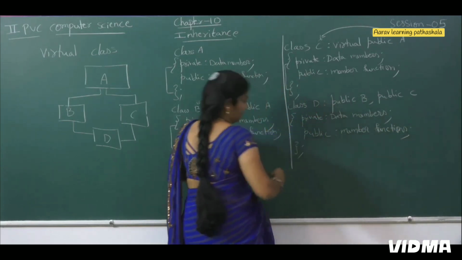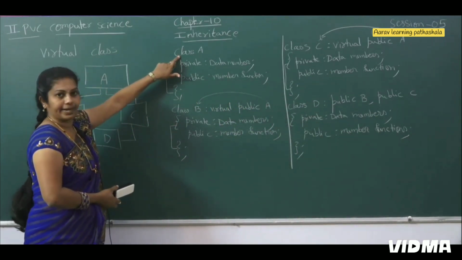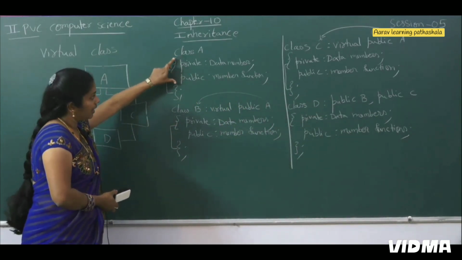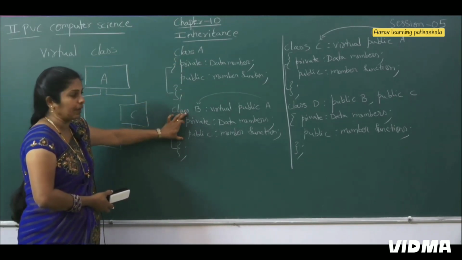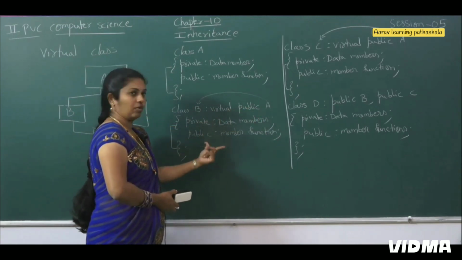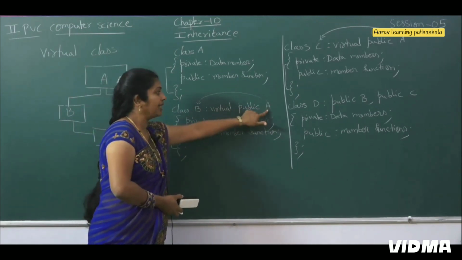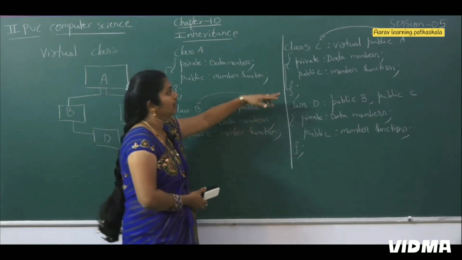Then close this class. From this, for example, here I am creating a class A, and it has data members as well as member functions. Next I am creating class B, which is derived from class A. Here also it has data members and member functions. I am making A virtual to avoid the duplication of the same data once again.